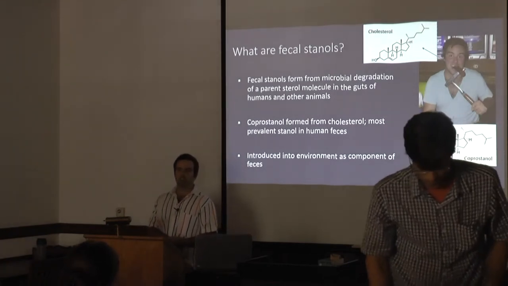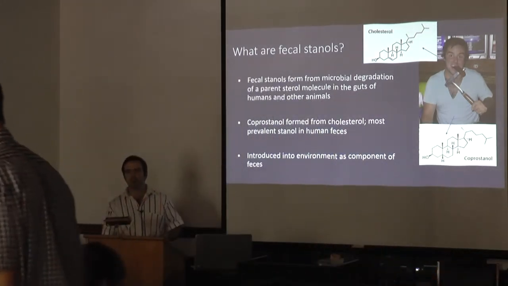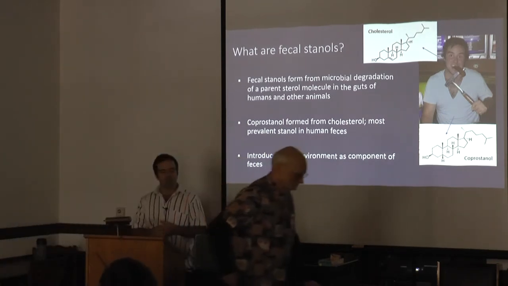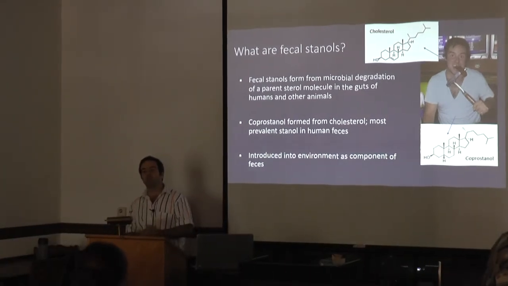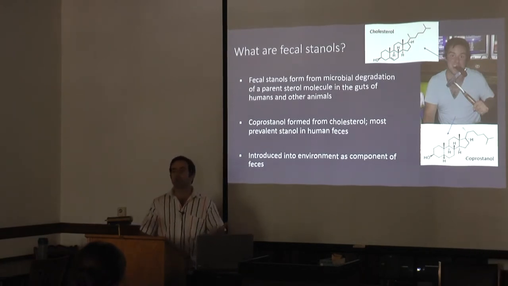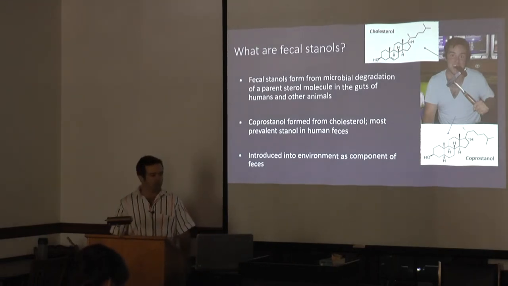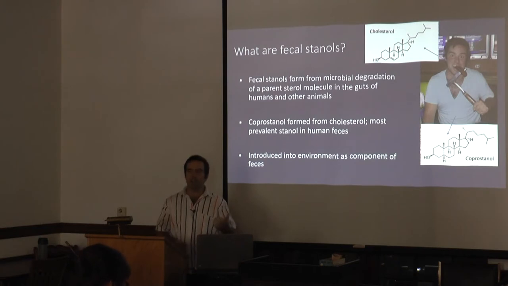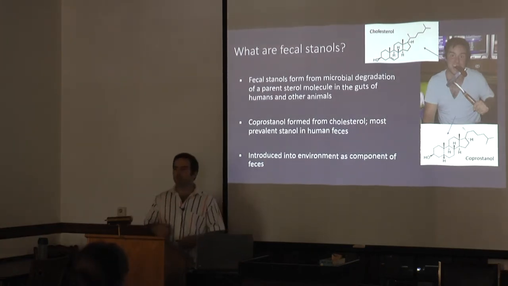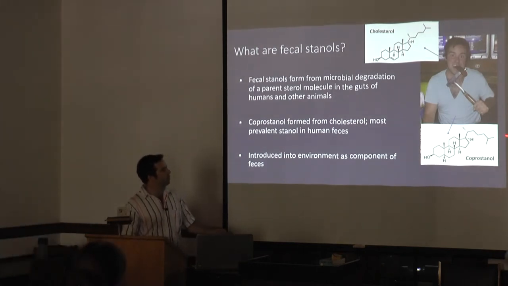This term refers to a suite of lipids that are produced in the guts of humans and several other animals that result from the microbial degradation of a parent sterol molecule. Now, there are many different types of sterols. The most recognized one is cholesterol. That's an animal sterol that's found in every animal. And when we eat cholesterol, which is what you see here to the right, the meat that contains that cholesterol gets broken down by microbes in our gut to the form of coprostanol.